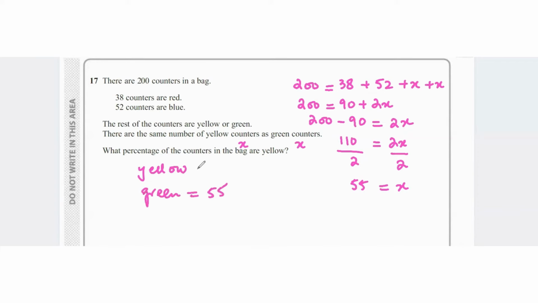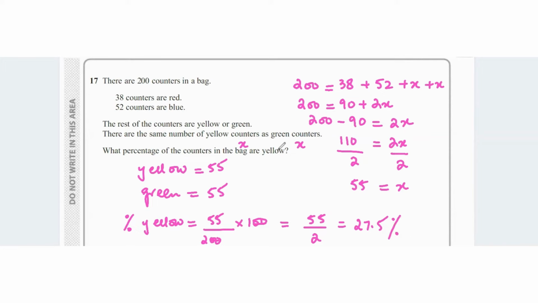Both are 55. Since they're asking what percentage of the counters in the bag are yellow, the percentage of yellow would be 55 over 200 times 100. That's the number of yellow counters divided by the total counters, times 100. Cancel out the zeros. So that's going to be 55 over 2, which gives us 27.5. So that is the percentage of yellow counters in the bag.